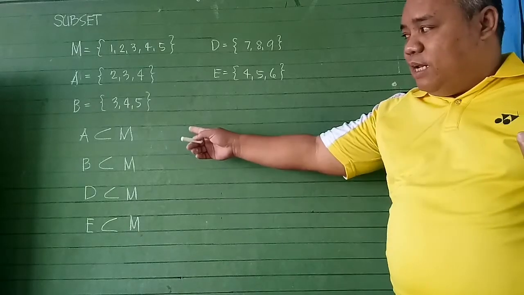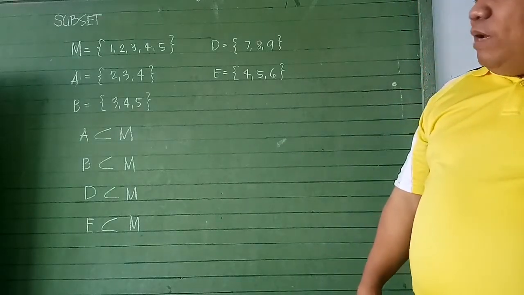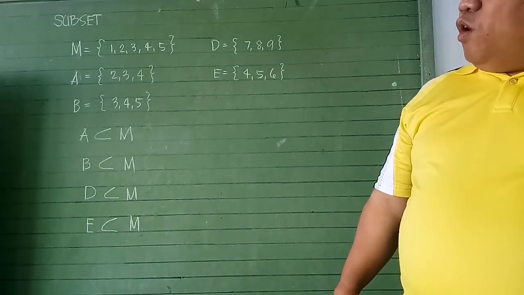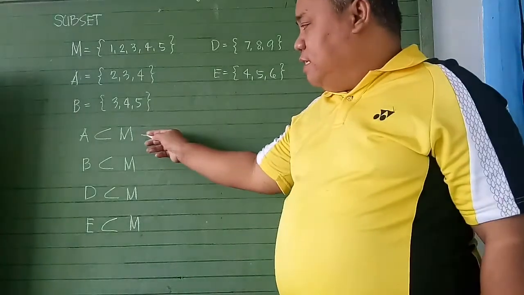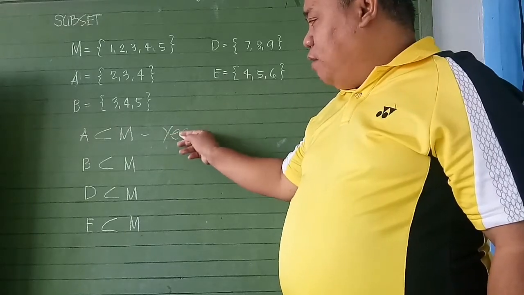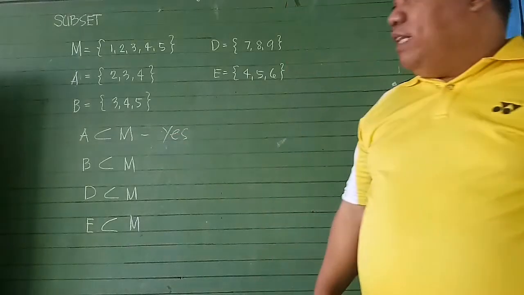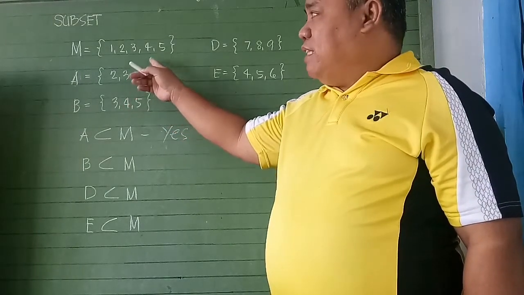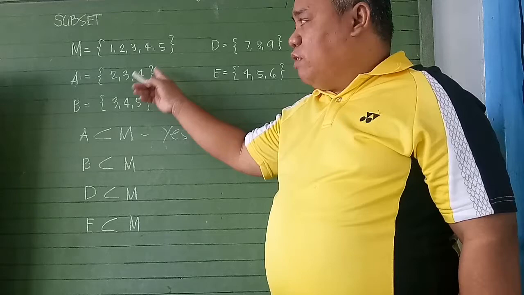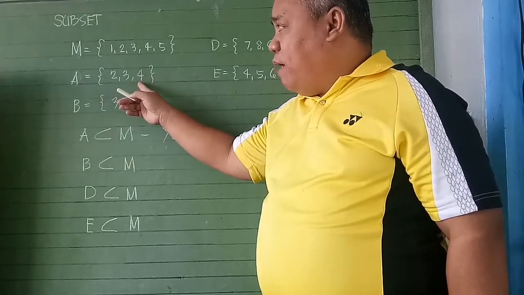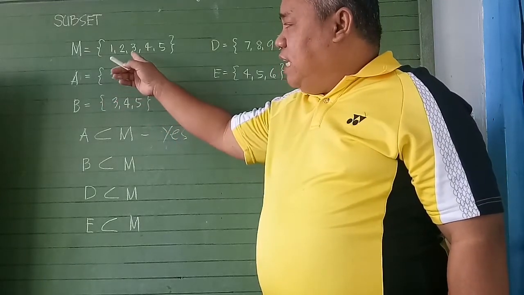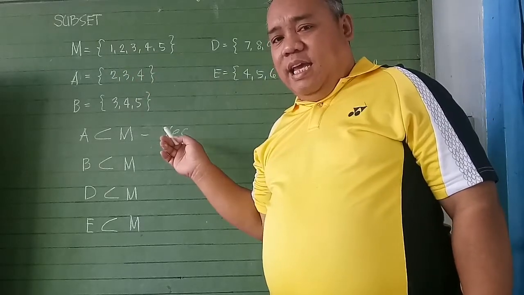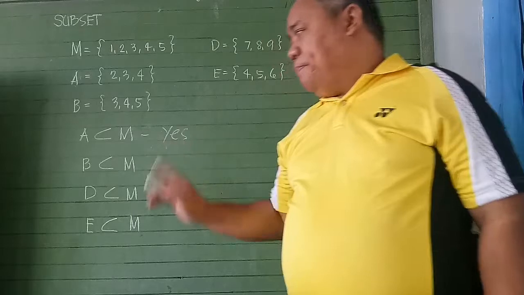Let's say, for example, in number 1. Is A a subset of M? Okay. So the answer here is yes. Why yes? Because all the elements in A can be found in M. So take note that 2, 3, 4, the elements of A, can be found in set M, which is 2, 3, and 4. So that's why A is a subset of M.